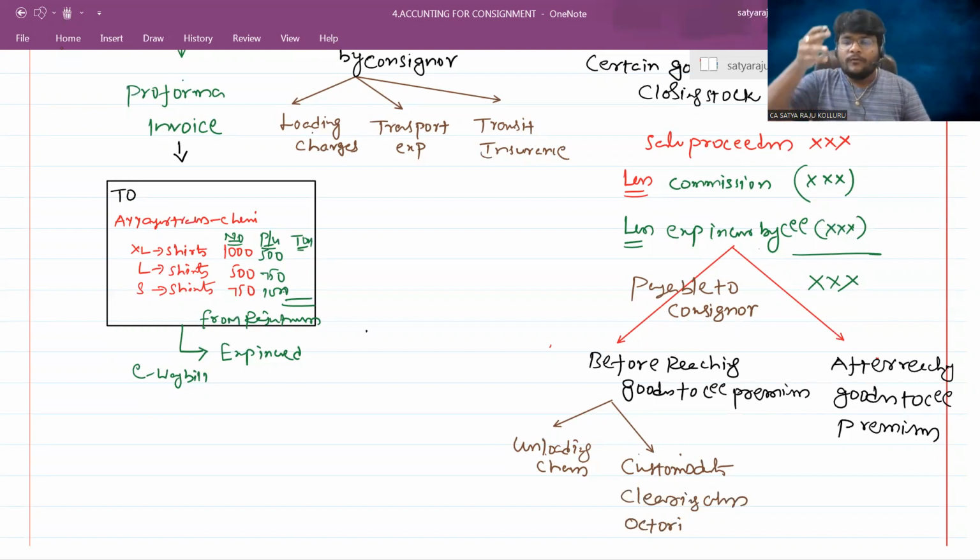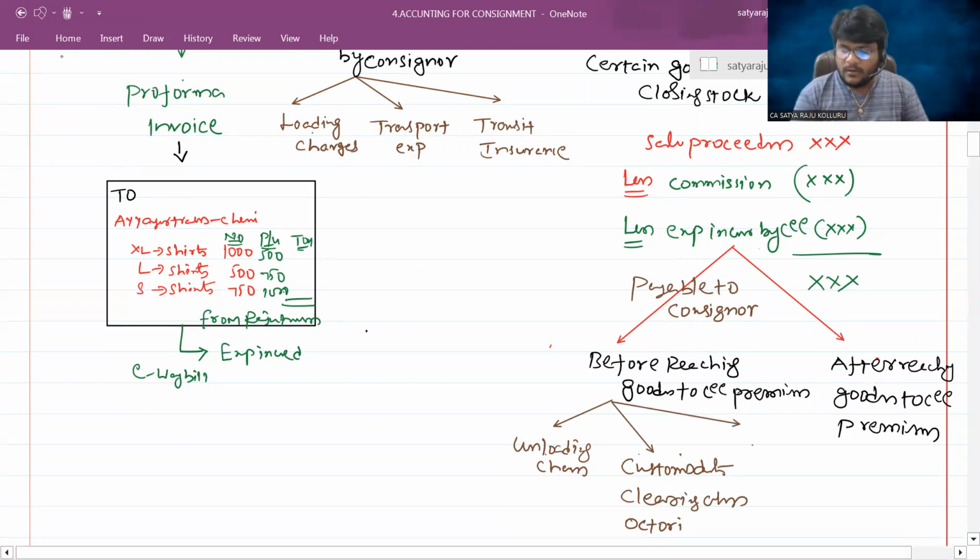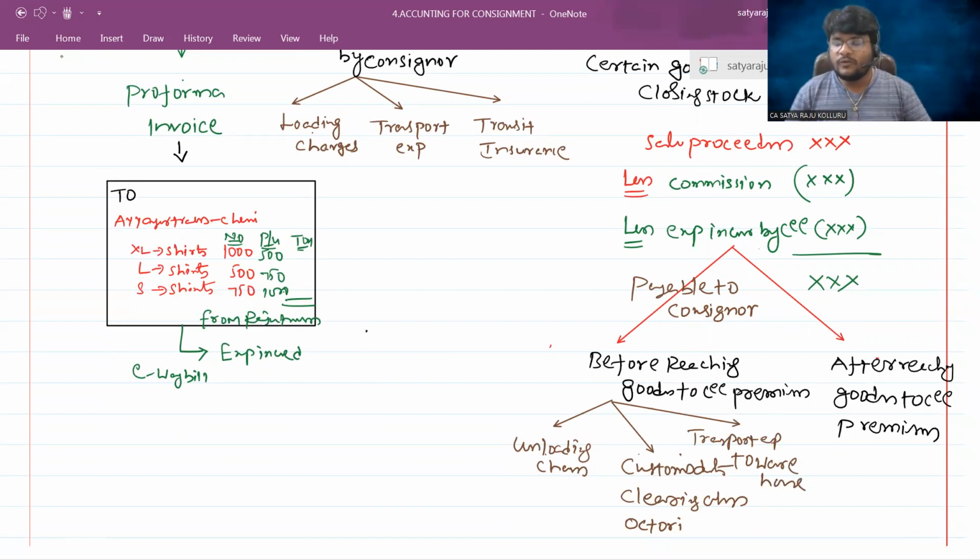For example, from the dockyard or from the seashore, if the warehouse of the consignee is a little bit distant, then he should also incur traveling expenses to the warehouse. Tell me, guys. So all such expenses we can consider as expenses incurred by the consignee before reaching such goods to the consignee premises. Just let me add here, transport expenses to warehouse. All those expenses are incurred by the consignee before reaching such goods to the consignee premises.